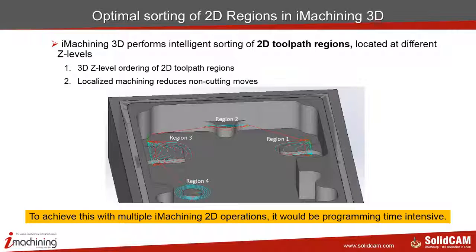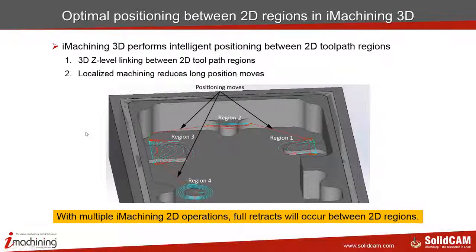Now, if I were to do this in iMachining 2D, I would have a lot of programming to do. I would have to individually program each one of these steps in order to localize them, like this. Okay? But in iMachining 3D, this is done intelligently. It does it automatically for you, as you can see.